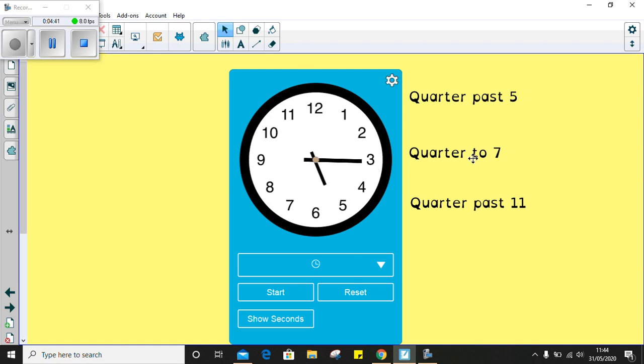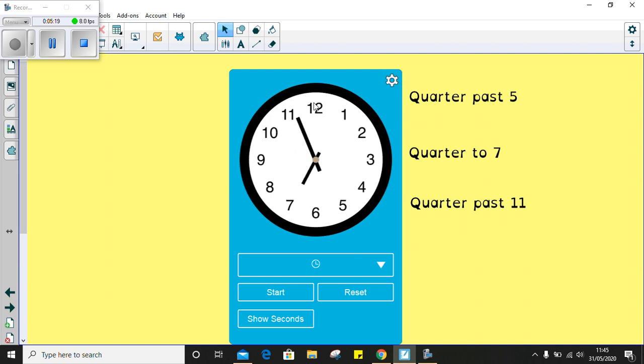Now I want to make quarter to 7. So again, I'm going to start with my hour hand, and I'm going to put my hour hand on 6 because I am quarter to 7. So I'm on the way to 7. Now I want to go around with my minute hand 15 minutes, quarter past, half past, quarter to. Oh, come on, it's frozen. There we go. So I've made now quarter to 7.